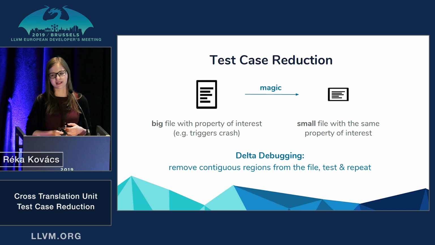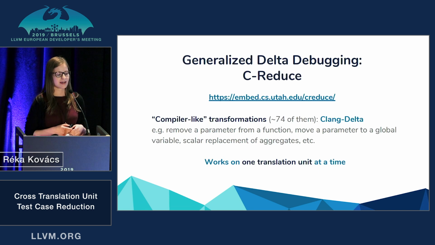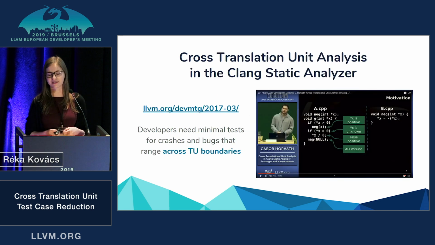And there's a methodology for this called Delta debugging, which is basically removing stuff from the file, seeing if it still produces that bug or crash, and repeating this until we arrive at a minimal example. Now, if you agree with me, I think the state of the art for C and C++ in this Delta debugging is C-Reduce. And the most interesting part of it is the set of compiler-like transformations called Clang Delta. And it's very cool. If there is one disadvantage to it, it is that it works on one translation unit at a time. Why does this concern me?